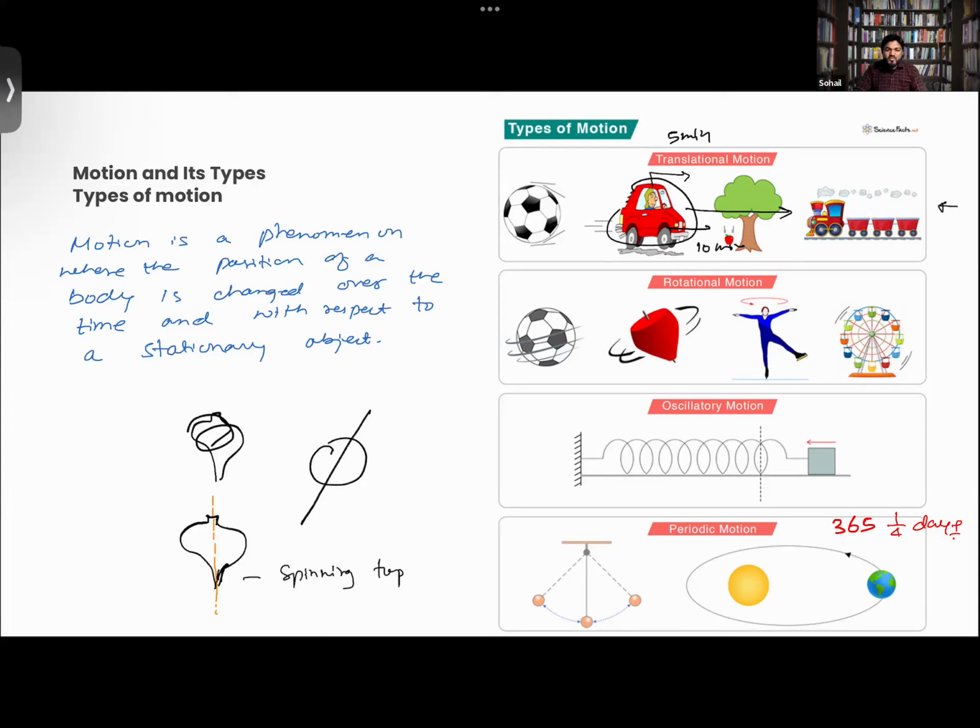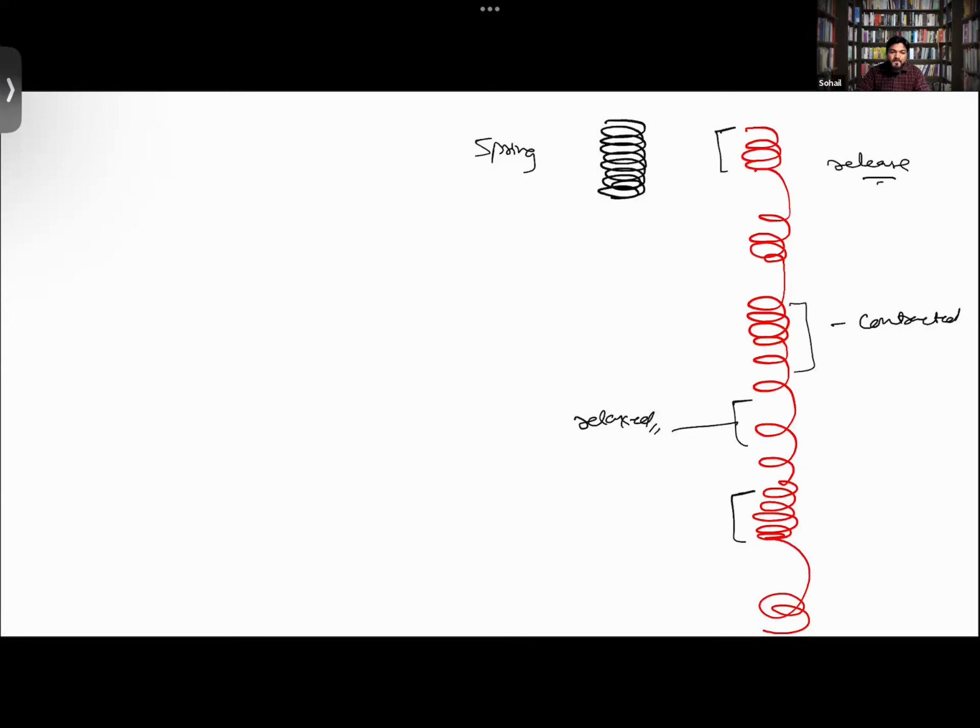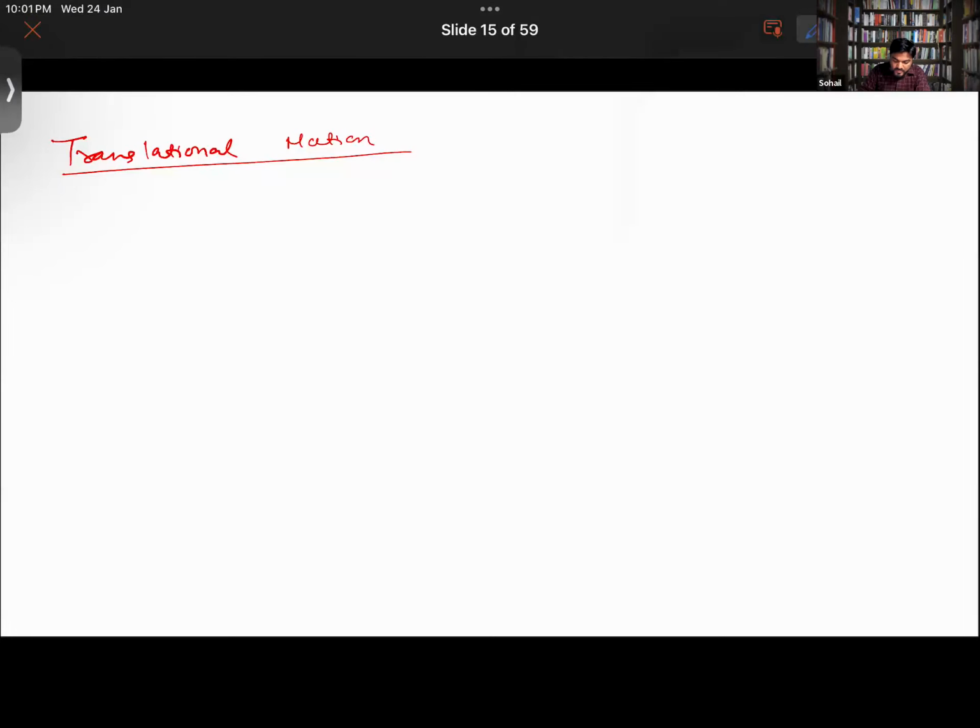Okay. So talking about translational motion, what did we study about translational motion? Yes, sir. What is translational motion? See, in translational motion, what is happening? You have a person sitting in the car, and the person along with the car, both of them are moving in the same direction, right? So translational motion happens when all parts of the body move in the same direction in the given time.